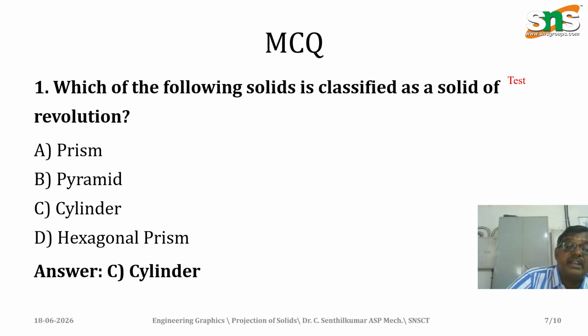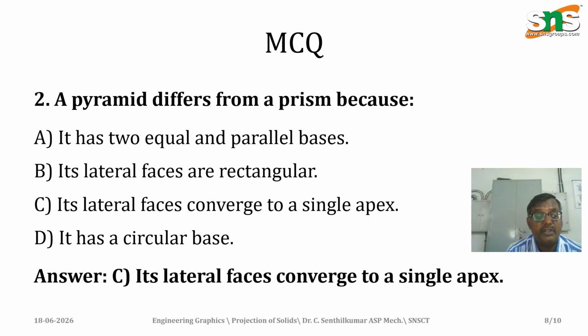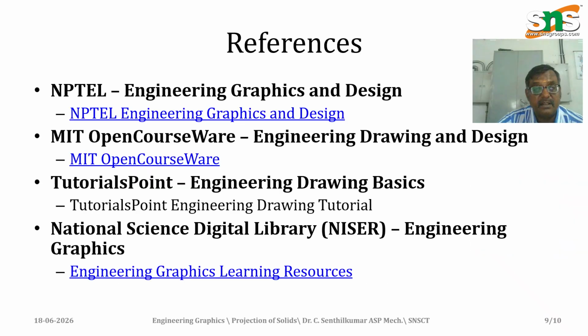So let me come to the MCQ. Which of the following solids is classified as a solid of revolution? We know that it's a cylinder. Coming to MCQ 2, a pyramid differs from a prism because it has the apex, a single apex. That is a very easy question.